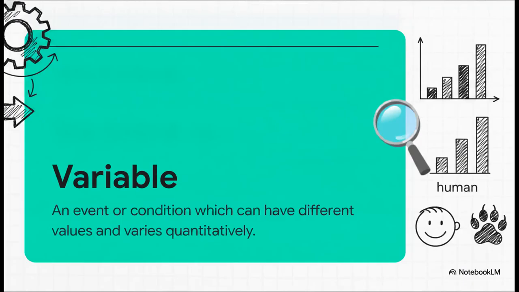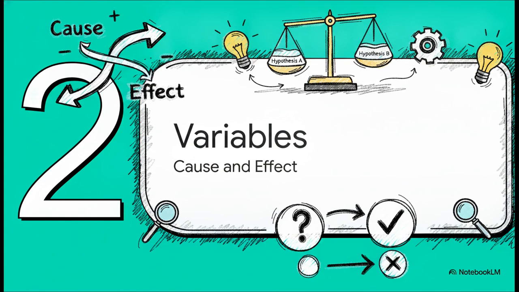At the very heart of any experiment, you have a core moving part. We call it the variable. Basically, it's just an event or a condition that can take on different values. And ideally, it's something we can measure quantitatively. Now, since psychology is essentially the science of behavior, researchers are specifically hunting for variables that change how a human or an animal acts. Moving right along to Section 2, variables, specifically focusing on cause and effect.